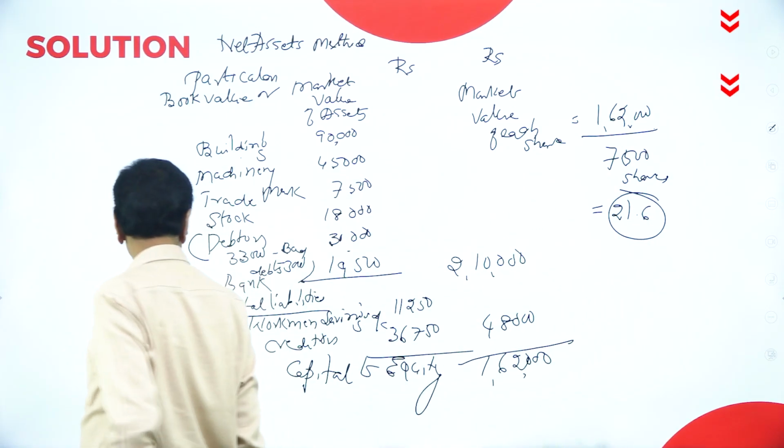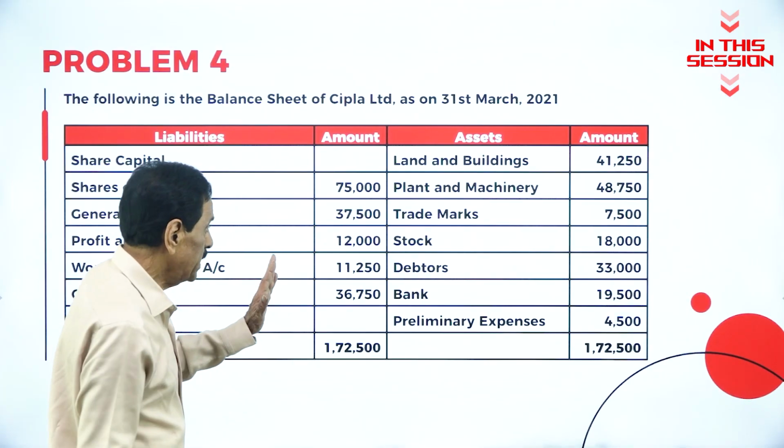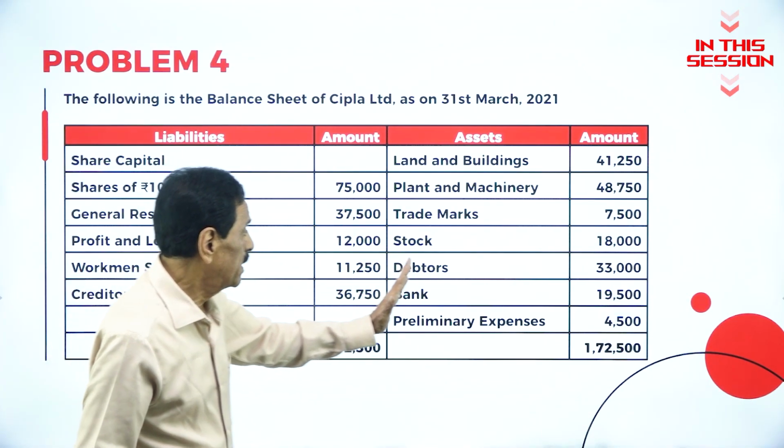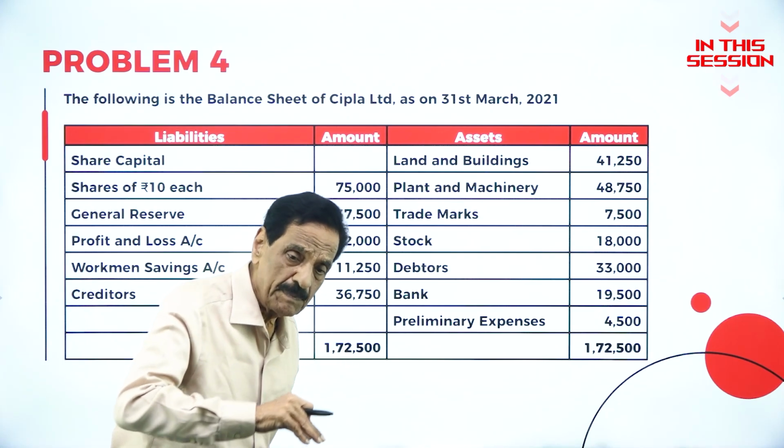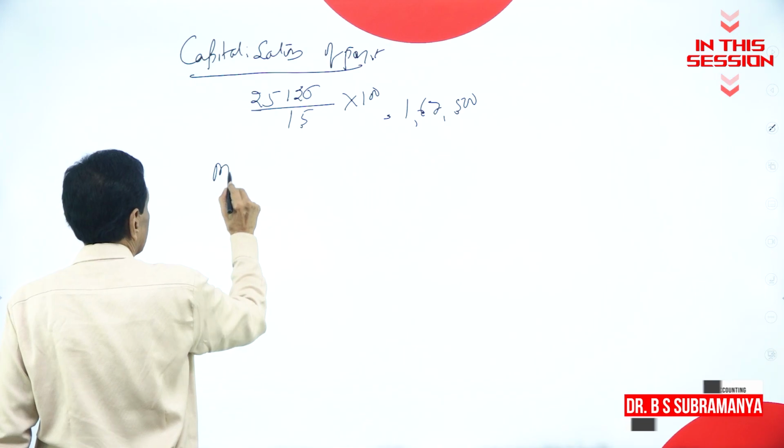This is the value of share under asset backing method or net asset. Whatever it is given, it is called book value. Here, whatever given in the adjustment, it is called the market value. Market value of each share.